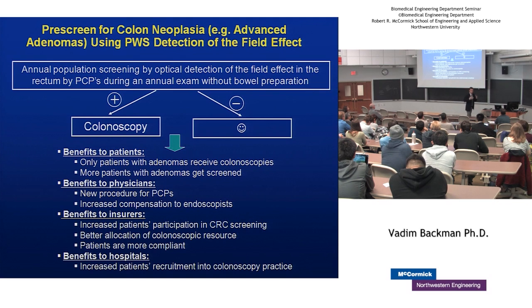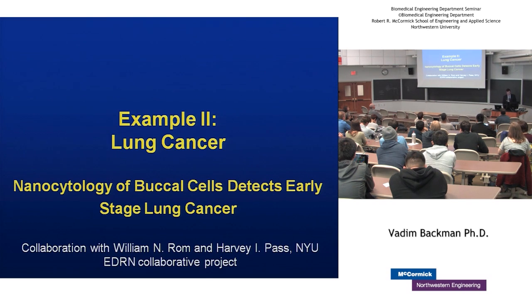And this is pretty much, I would argue, the only way we can screen the entire population of everybody in America over age 50 for colon cancer. Just like we managed to screen every woman of reproductive age for cervical cancer after the pap smear was introduced. Very quickly, a second example, lung cancer.